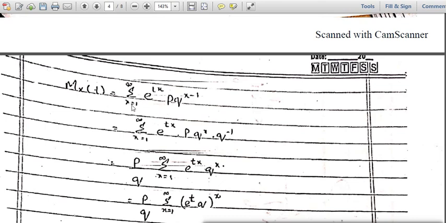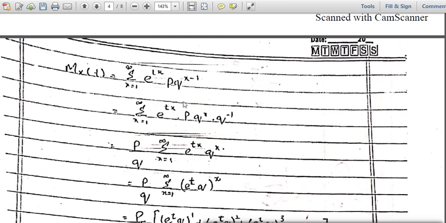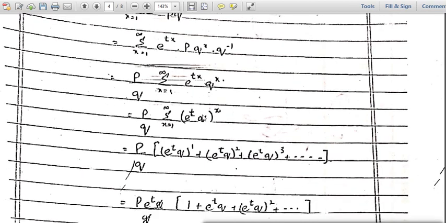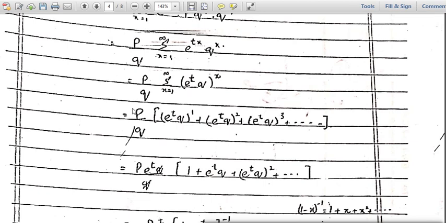We put x from 1 to infinity here. This is the definition, and you can see that we write q to the power x and q to the power minus 1. We can combine e raised to the power tx and q to the power x, and p over q comes outside, with x varying from 1 to infinity. This is an infinite series.